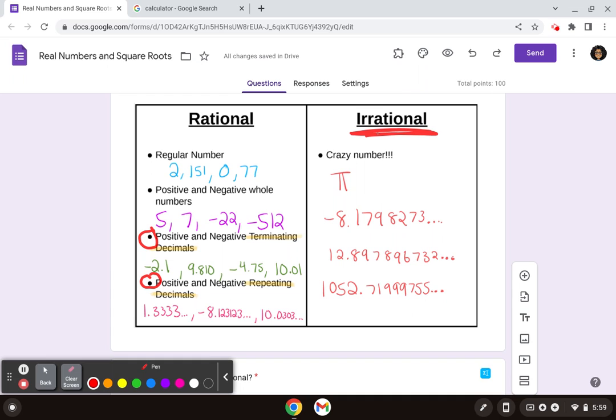Irrational is the part where it's a crazy number. It is long. It has no pattern to it. And if you look at these right here, you notice they go on and there's no pattern to them and there's no stopping. The reason why it looks like it stops is because it runs out of room on the calculator. So the biggest thing right now is rational versus irrational.